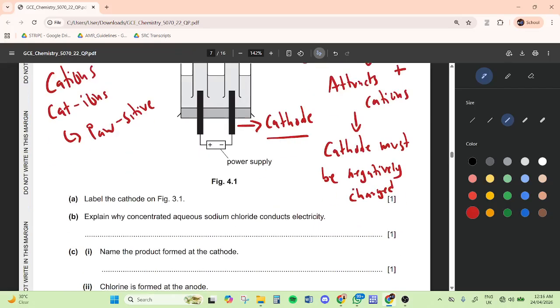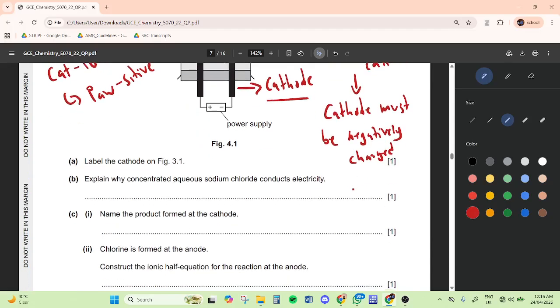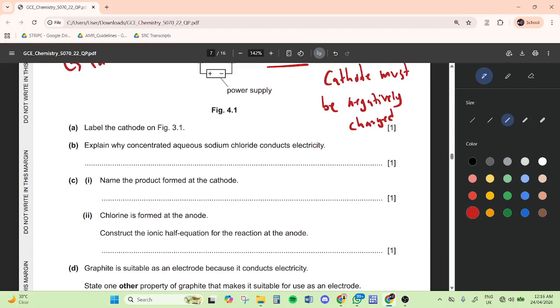Explain why concentrated aqueous sodium chloride conducts electricity. This is very simple. You're just going to write the ions are able to move and conduct charge. Very simple, nothing too complicated.